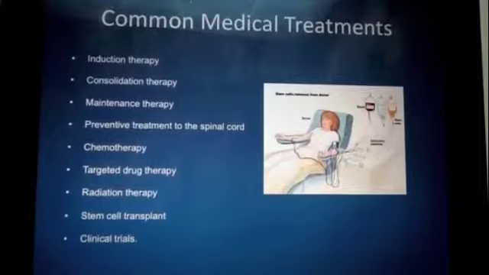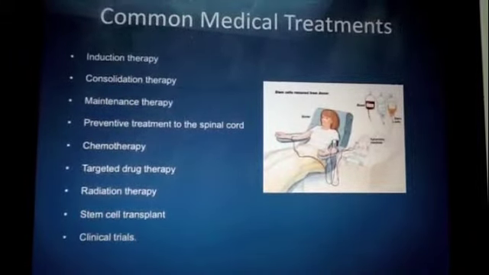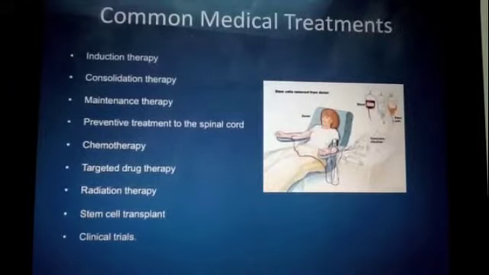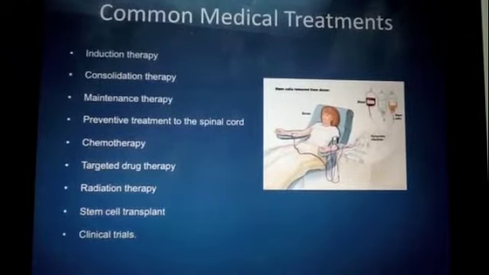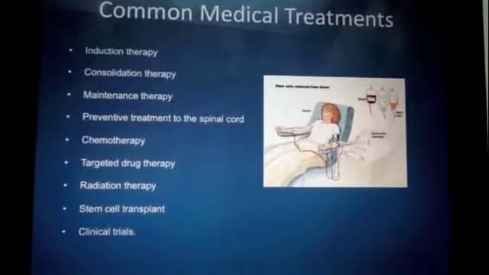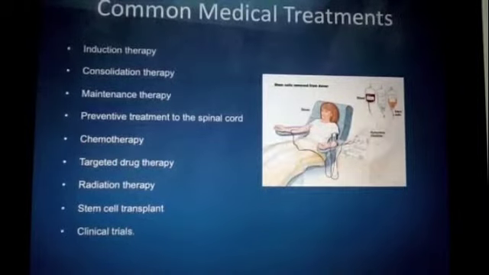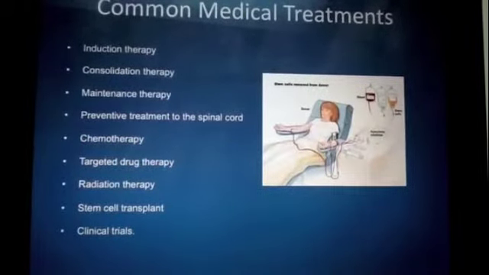Common medical treatments include induction therapy, consolidation therapy, maintenance therapy, preventive treatment to the spinal cord, chemotherapy, targeted drug therapy, radiation therapy, stem cell transplant, and clinical trials. The picture to the right depicts a stem cell donor that is donating stem cells to the hospital for medical treatment.